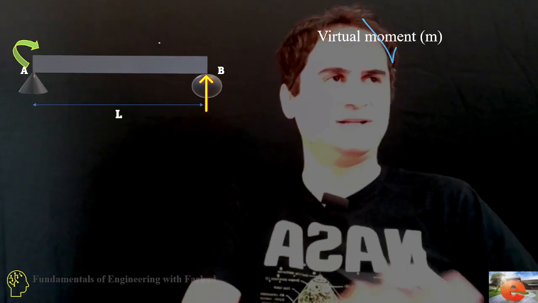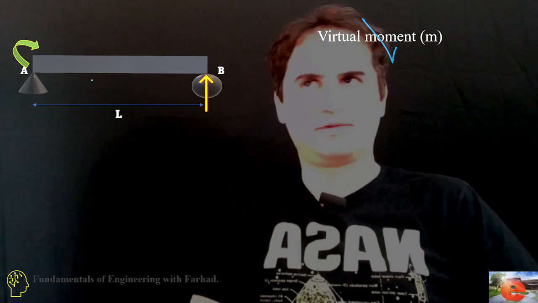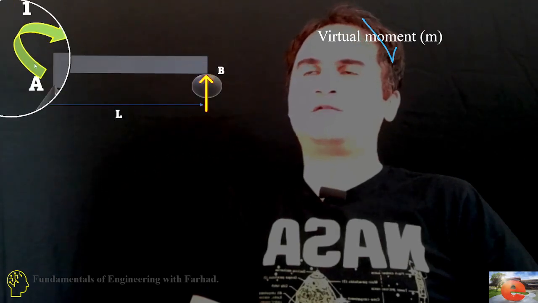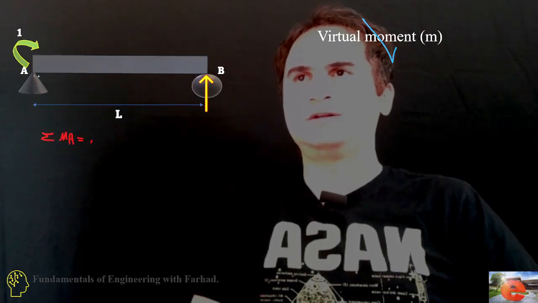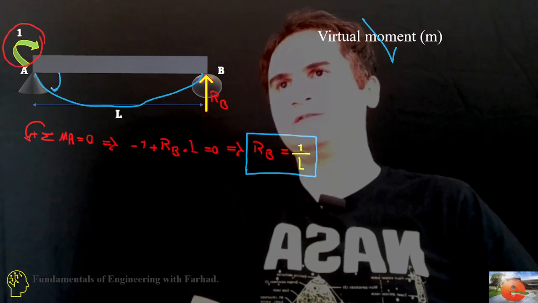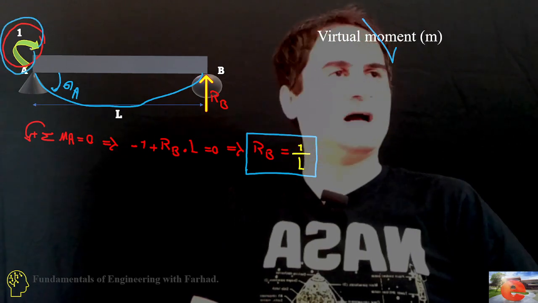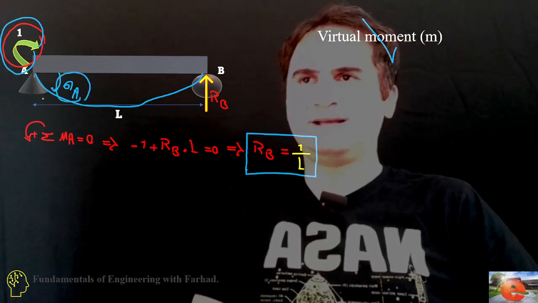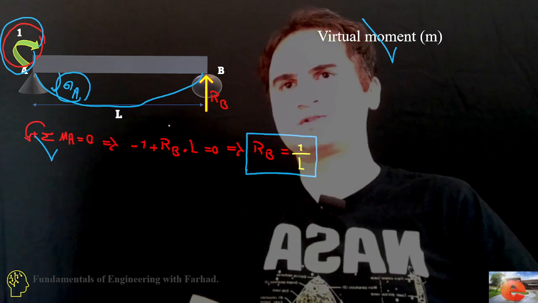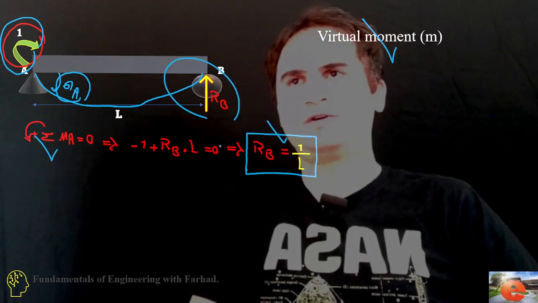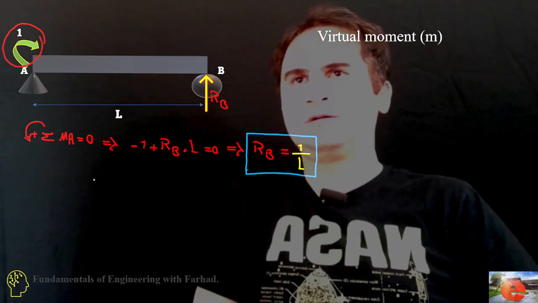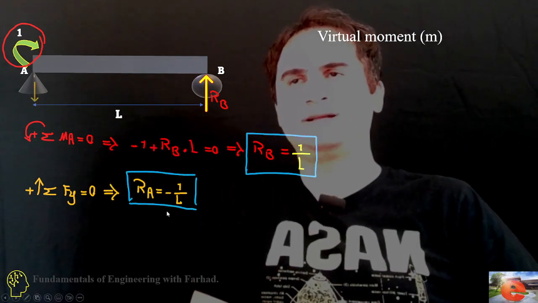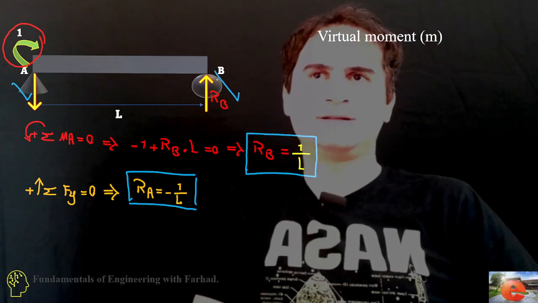In the virtual method, we already have the equation of moment from the previous part by integration, and we just apply a 1 unit moment at A to calculate theta at A. So if you want to calculate theta at A, we just apply a virtual moment, and summation of moment about A equals 0 just gives us the reaction at B is 1 over L. Summation of forces in the y direction simply says RA should be the same and in the opposite direction. So this is our RA and this is our RB.